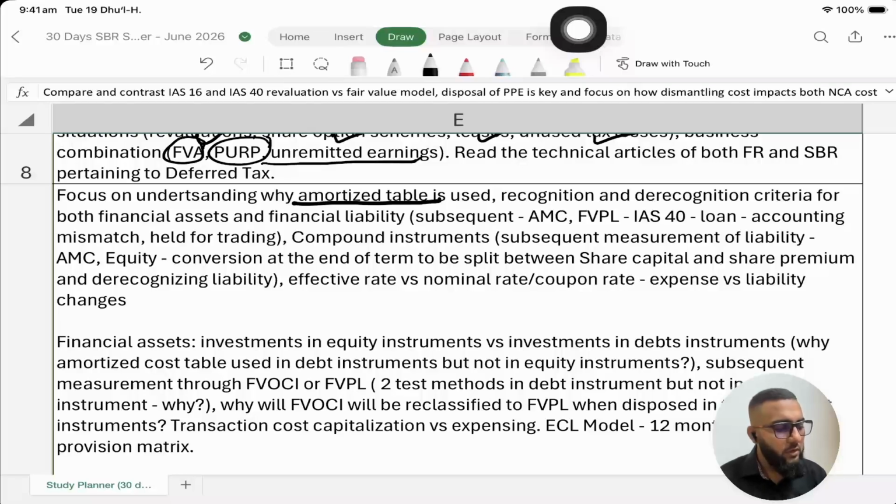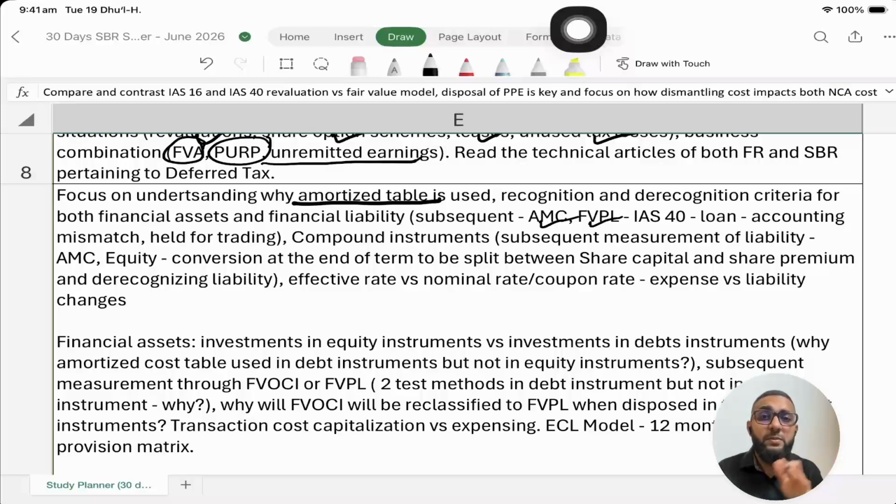Okay, right. So recognition and derecognition criteria for both financial assets and financial liability. What are the recognition criteria? What are the derecognition criteria? And what are the subsequent recognition principles that you'll be following? Whether it is going to be the amortized cost method or fair value through profit or loss. When it comes to financial liability, there is amortized cost, there is fair value through profit or loss. And fair value through profit or loss is used in specific situations, right? For example, maybe IAS 40.